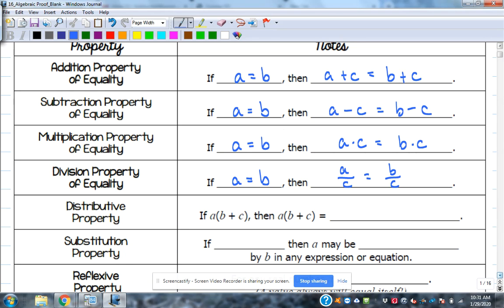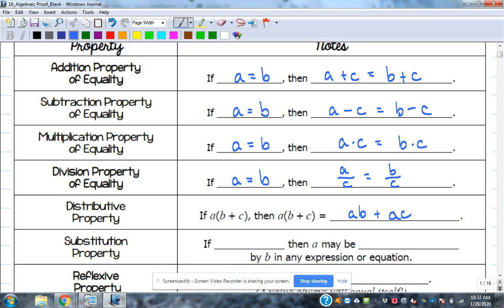The distributive property: if A(B + C), then A(B + C) equals what? AB plus AC, right? Distribute whatever's out there. So if you do a distributive property part of a problem, we don't ever tell that's what we're doing, but that's what we're doing. We need to write that in our reason for doing that.